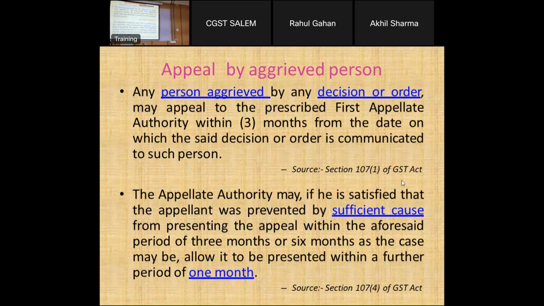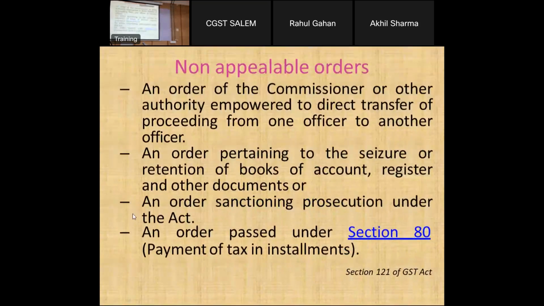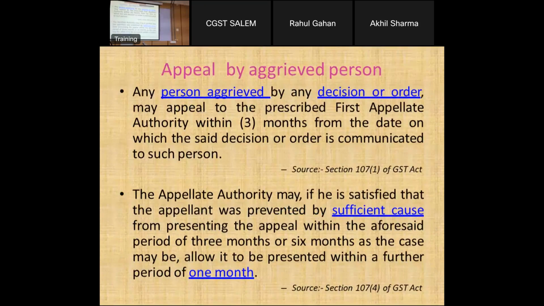This is section 107(1). The appellate authority, if he is satisfied that the appellant was prevented by sufficient cause from presenting the appeal within the aforesaid period of 3 months or 6 months, here I will tell you afterwards, 6 months, may allow it to be presented within a period of 1 month. From the date of appeal, he has to decide the case within 1 month. That is what it is. Here it is said, but they are not deciding since it is not fully formed. They are not deciding.